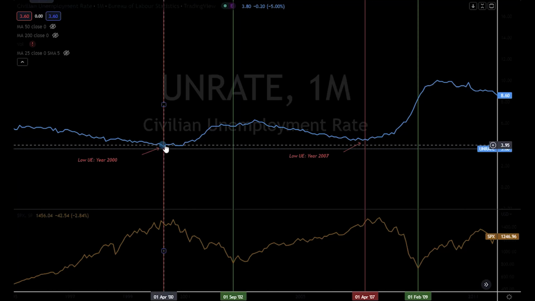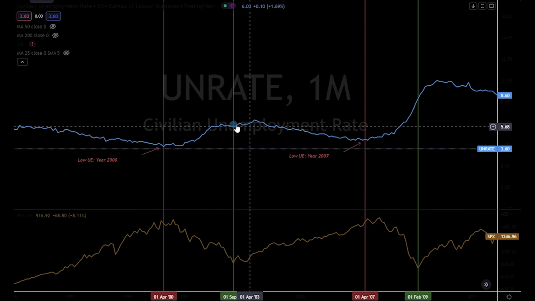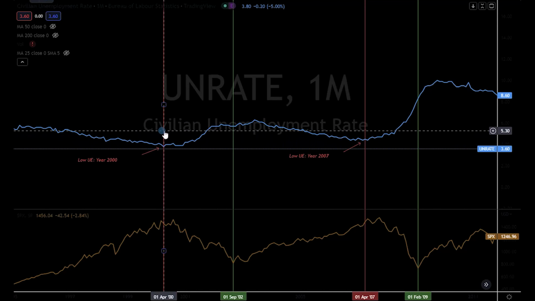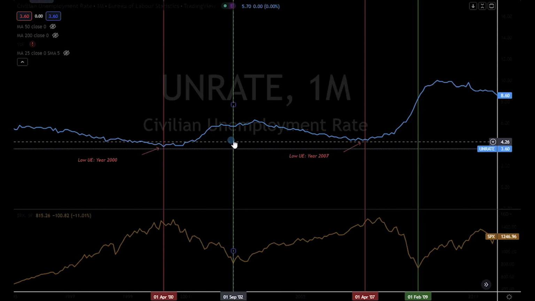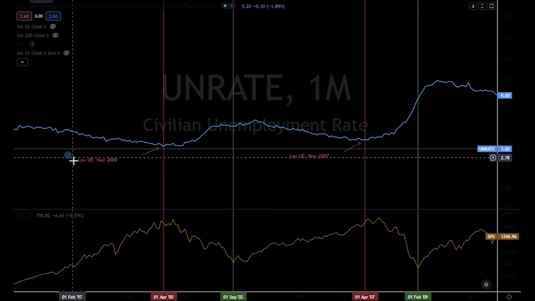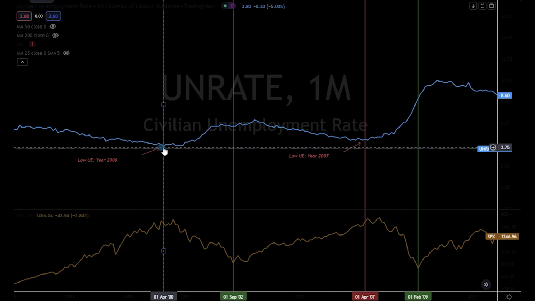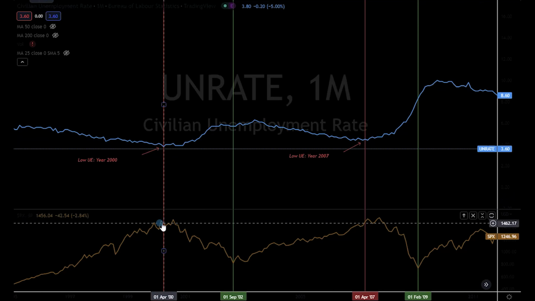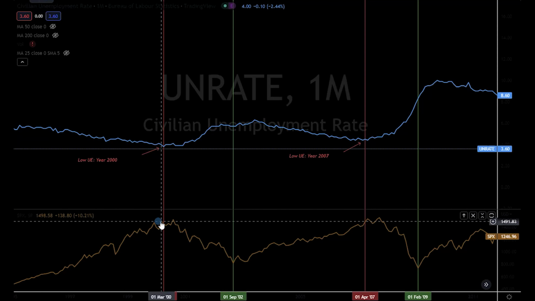So I want to start off with analyzing this blue section, the unemployment chart. And I'm going to explain what this red vertical line is and what this green vertical line is. But the importance of these lines is that in the year 2000, so roughly over here, April 1st, 2000, unemployment pretty much had a low. It made a brand new low. And if you notice the correlation, that's pretty much when your stock market topped.